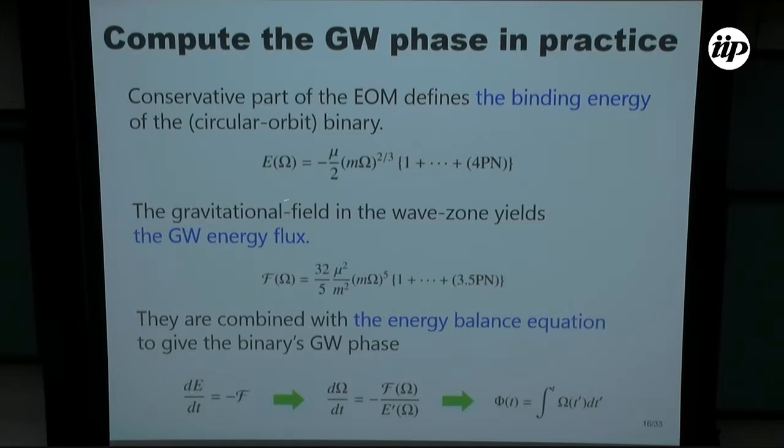Using this, plugging into this and this, we get the equation for the time evolution of the circular orbit frequency. And integrating this with respect to omega, we get the gravitational wave phase as an integration of this differential equation. So this is the standard trick to get the gravitational phase of the gravitational wave in the post-Newtonian theory. Am I clear so far?